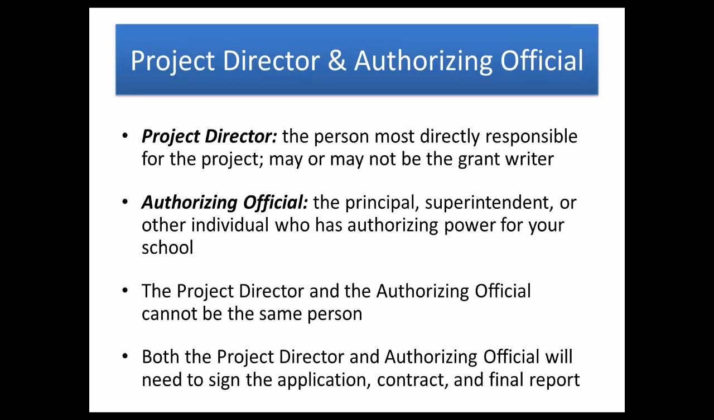And then you'll need an authorizing official, which in this case would be the principal, superintendent, or someone else who has authorizing power for your school. The project director and the authorizing official cannot be the same person. And just be aware that both of those people will need to sign the application, the contract, and your final report. Now we'll go on and take a look at where you can find some of this information on our website and then go into the application.